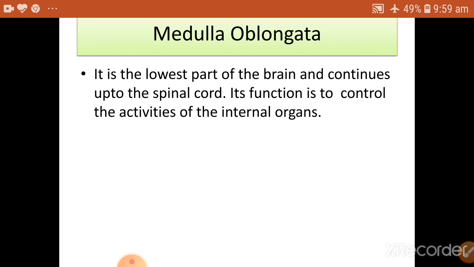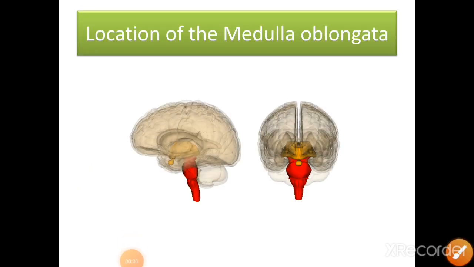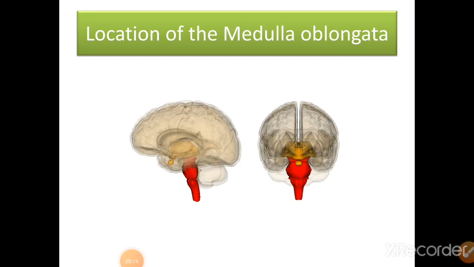Without the medulla oblongata, the other systems in the body will not be able to function. Like your circulatory system, blood circulation and the beating of the heart will not take place properly if the medulla oblongata is not controlling. You can now see the location of the medulla oblongata, which looks like a stem under the cerebrum and cerebellum. That's why it's known as the brain stem. This red part is the medulla oblongata.